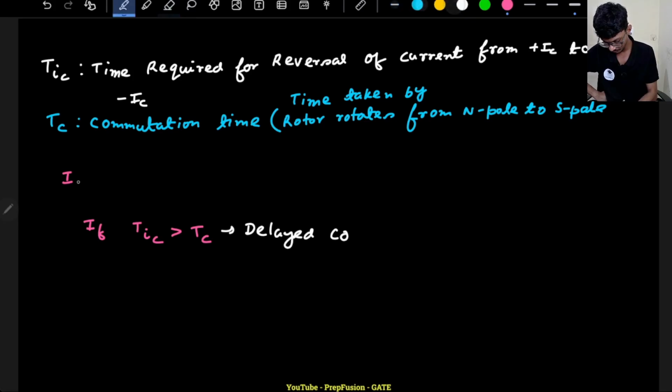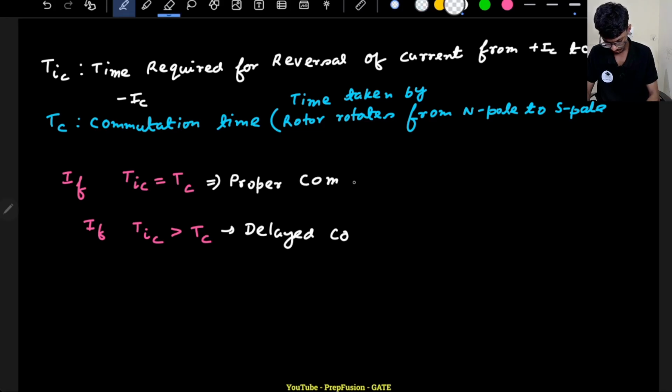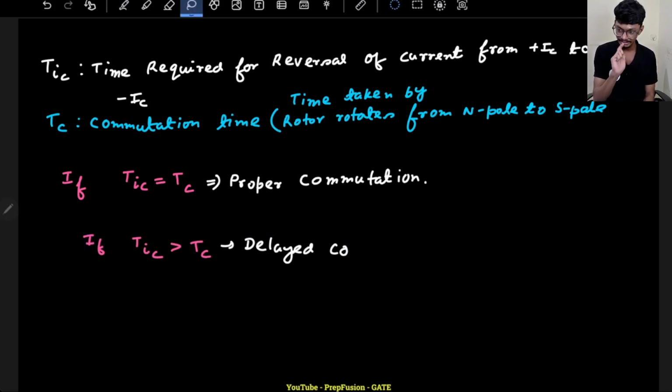If TIC is equal to TC, that basically means there is proper commutation. I'm providing enough time, the exact same time in which the current reverses, right?